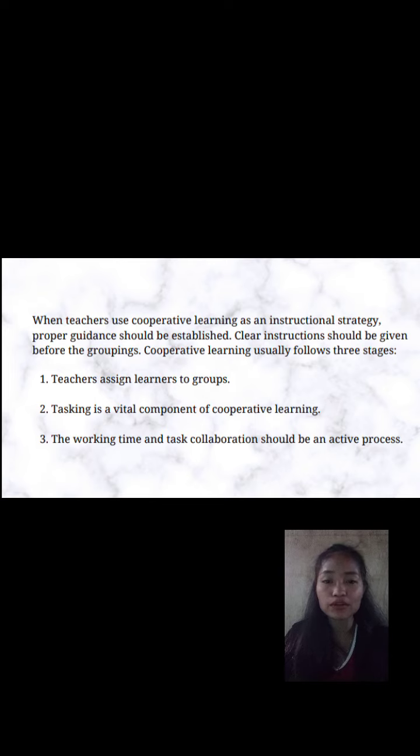Cooperative learning usually follows three stages. First, teachers assign learners to groups. Sometimes, learners can also be given a chance to choose their groupmates depending on the nature of the task given. Second, tasking is a vital component of cooperative learning. Everybody should clearly understand what is expected from them and what kind of output they are supposed to accomplish at the end of the grouping. Third, the working time and task collaboration should be an active process. Teachers also need to actively monitor how tasks are done.